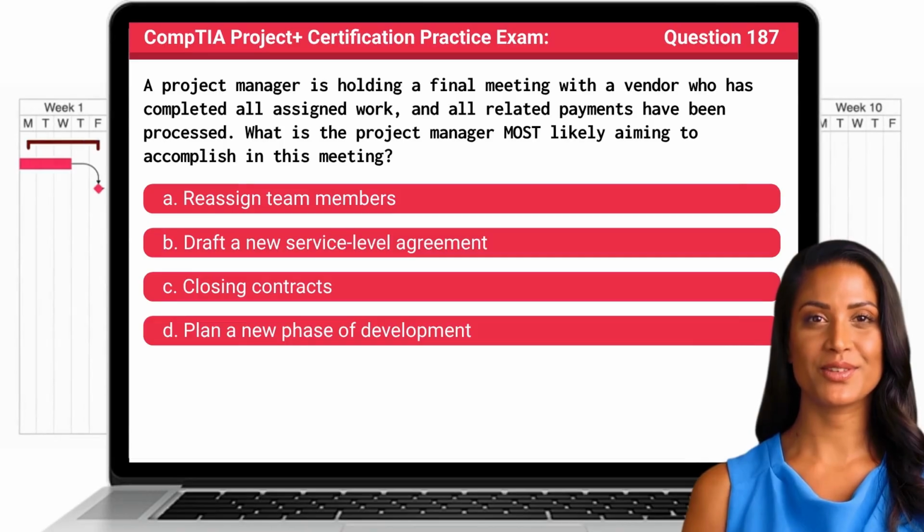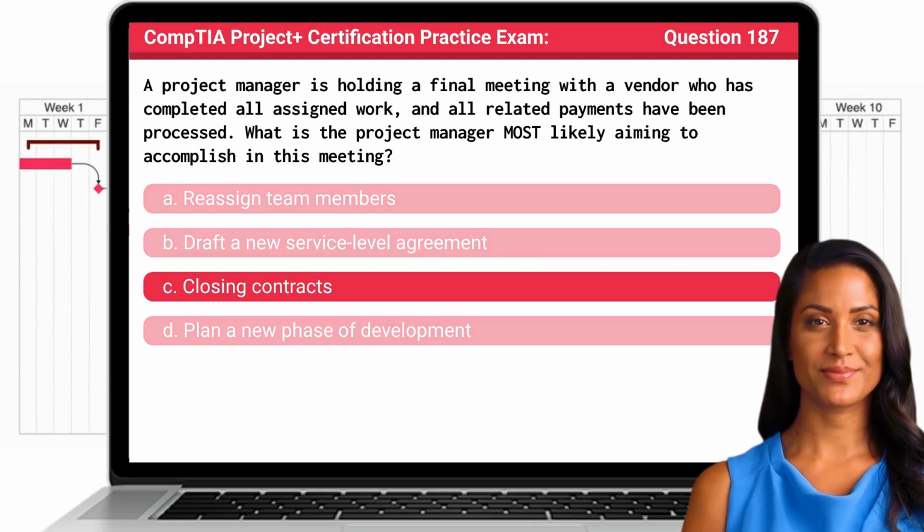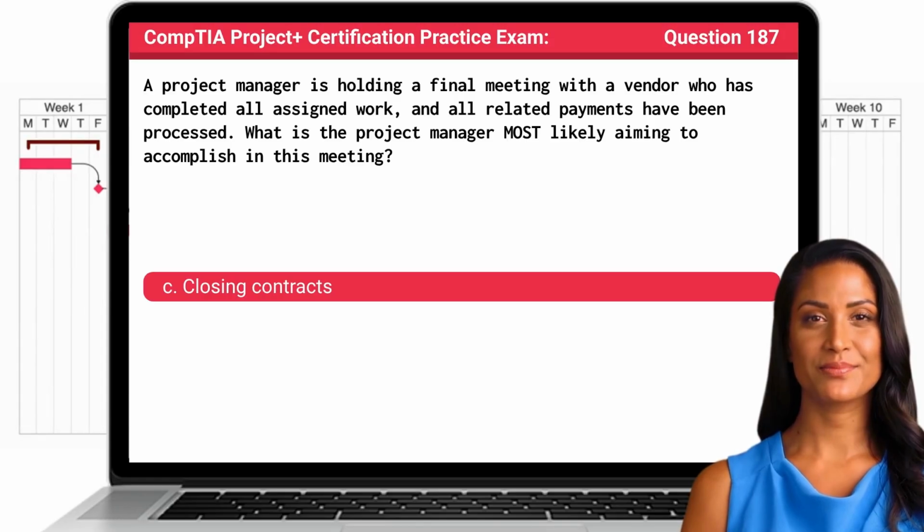Question 187. A project manager is holding a final meeting with a vendor who has completed all assigned work and all related payments have been processed. What is the project manager most likely aiming to accomplish in this meeting? The answer is C. Closing contracts.